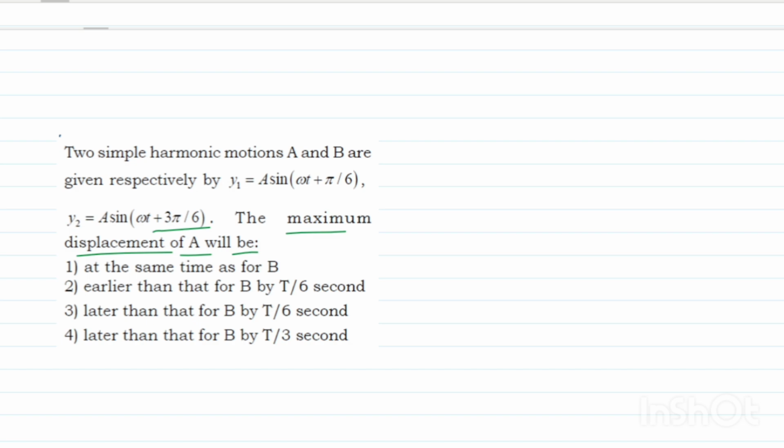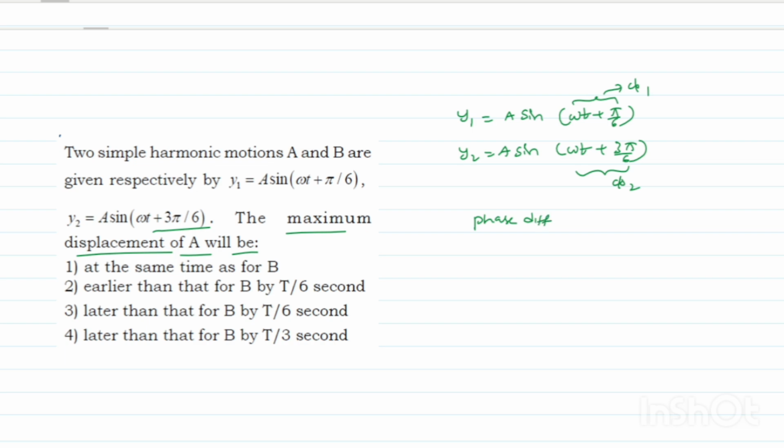First let us calculate the phase difference value. Here y1 is given as a sin(omega t plus pi by 6), and y2 is given as a sin(omega t plus 3 pi by 6). The phase difference between these: this is the initial phase, you can take phi 1, and this will be the final phase, you can take as phi 2. So the phase difference is nothing but 2 pi by lambda into the path difference, you can take as delta x.